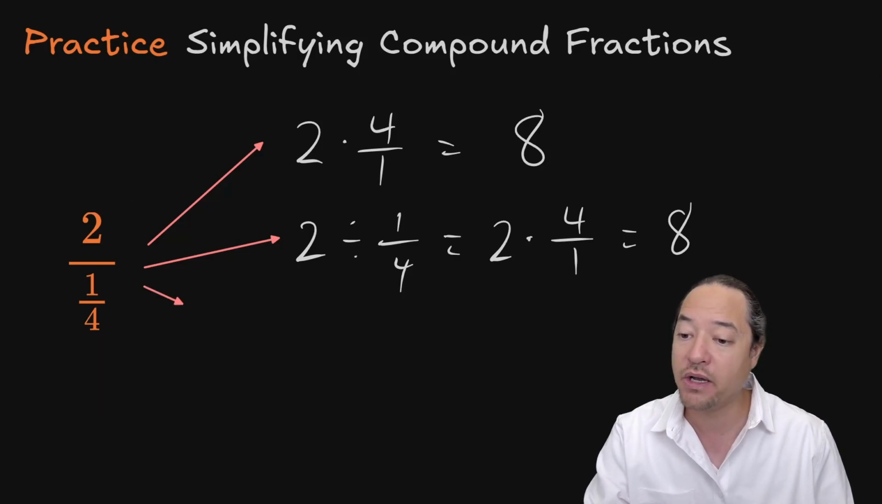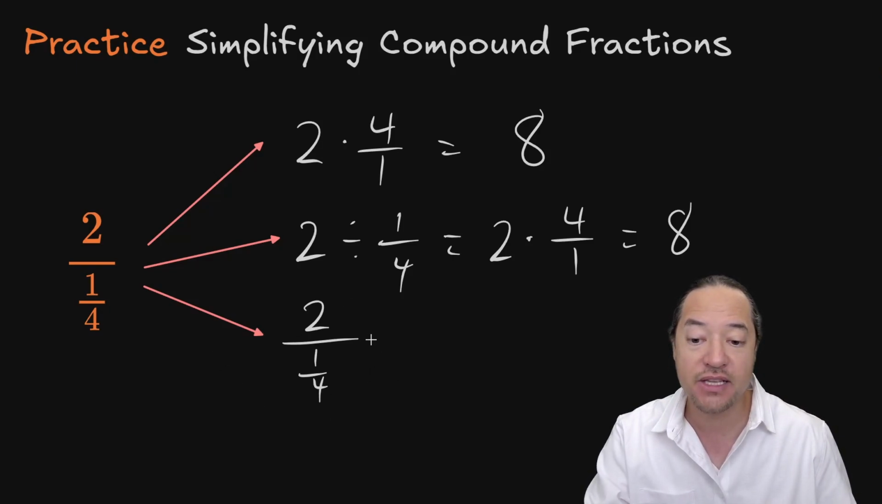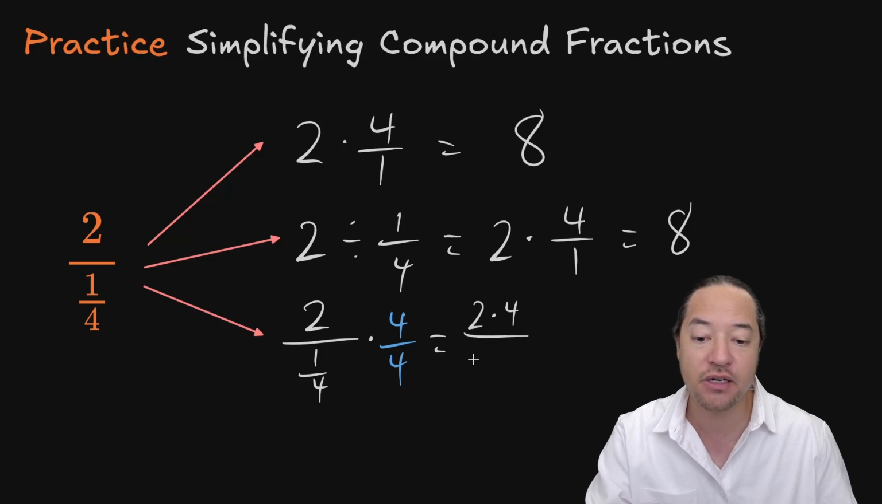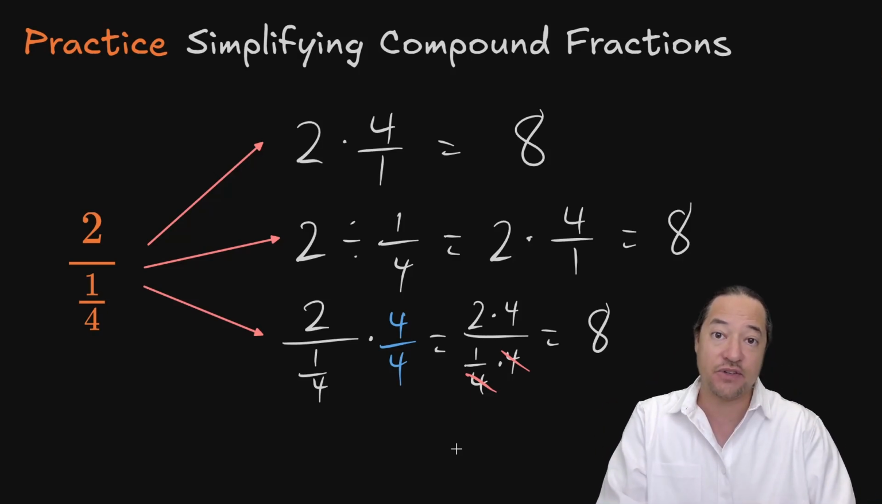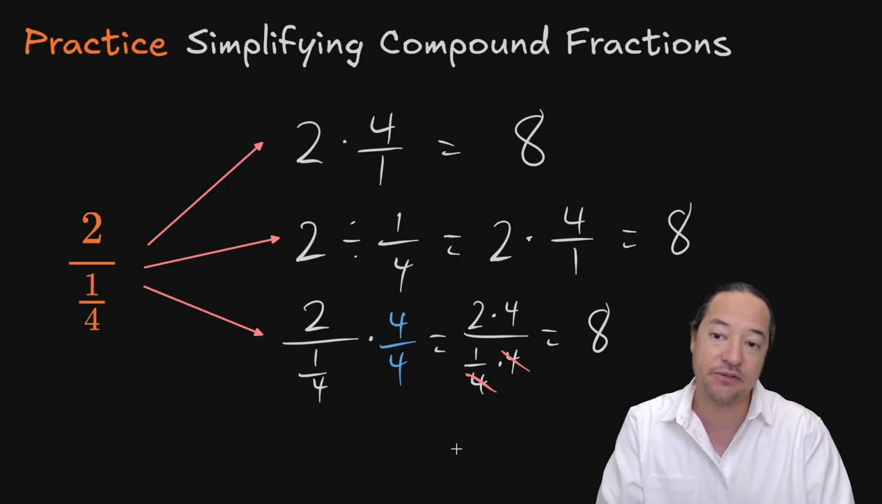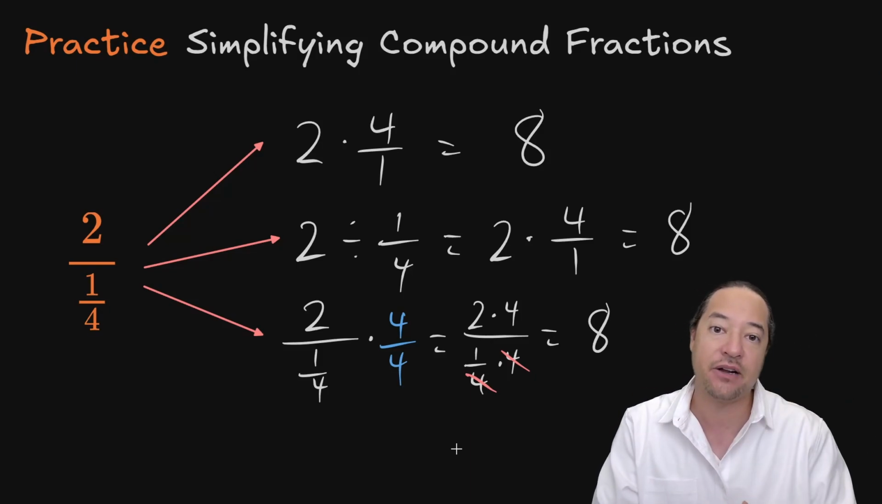Finally, we can look at this one other way. And that would be to think of this as just a compound fraction here, and we're going to multiply the top and bottom by the same number, right? We're going to multiply this fraction by 1, and in this case, we'll do this by multiplying by 4 over 4, okay? Now, if we do that, what do we get? Well, we're going to get 2 times 4 in the numerator, and then 1/4 times 4 in the denominator. Well, this is going to cancel out, and so we're just left with 2 times 4, and that's going to be 8, okay? So 3 different ways of showing how to simplify this compound fraction by getting that fraction out of the denominator.